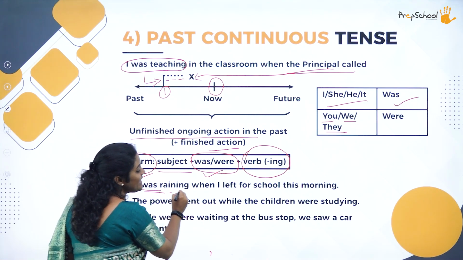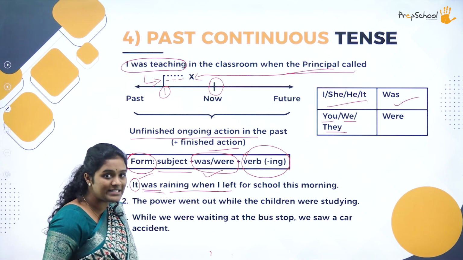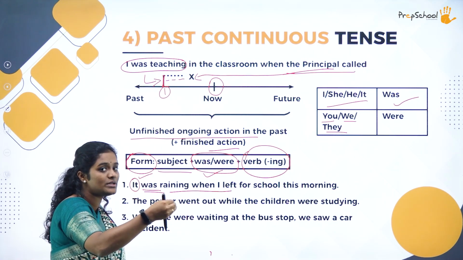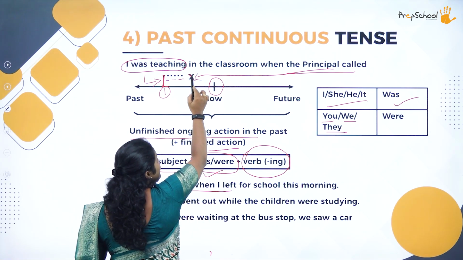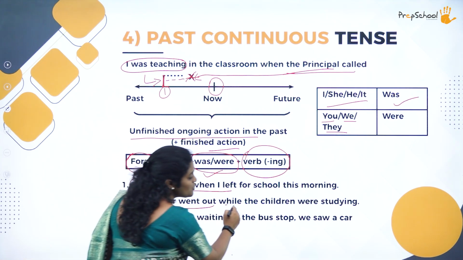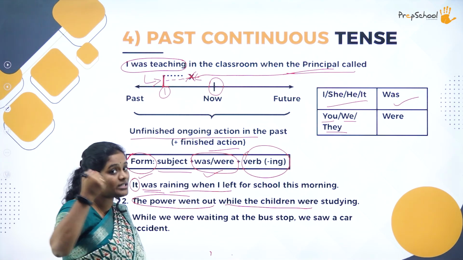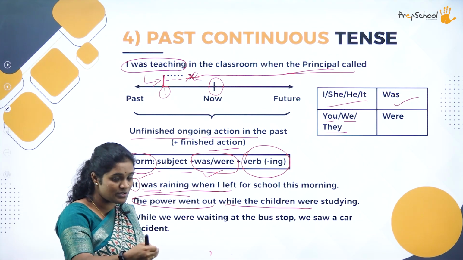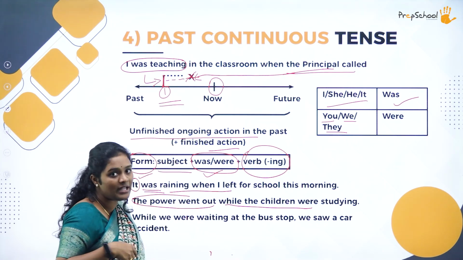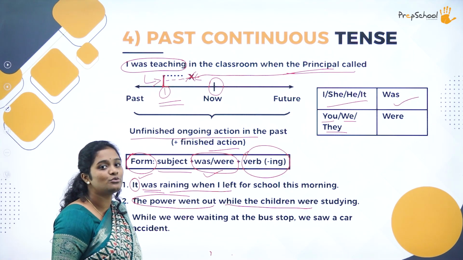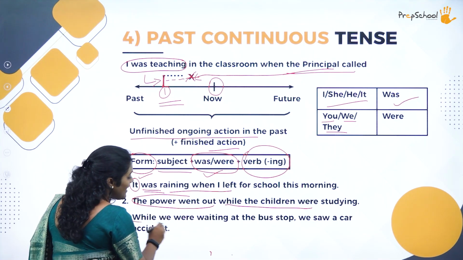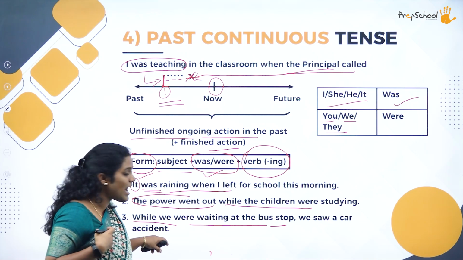It was raining when he left for school this morning. It was raining continuously. Now I'm referring to it in the present, when he left for school this morning. The power went out while the children were studying. They were studying, a past action happening continuously. Then what happened? Power went off. So you can apply it to this diagram that you see over here. Diagrams have started to creep into English as well, to make grammar a little more interesting. Then, while we were waiting at the bus stop, we saw a car accident.